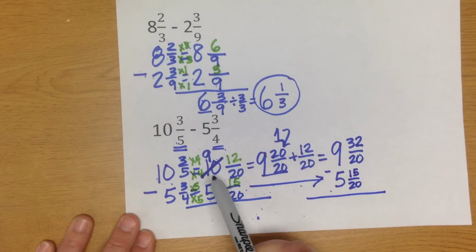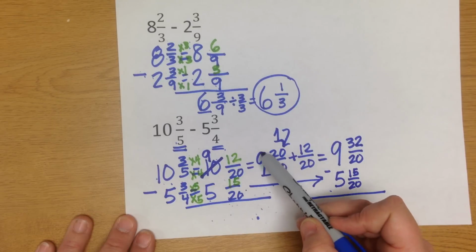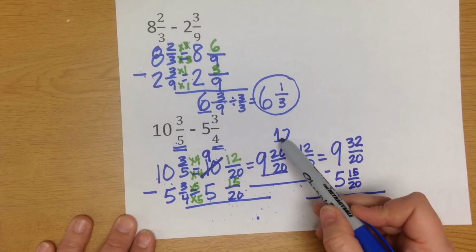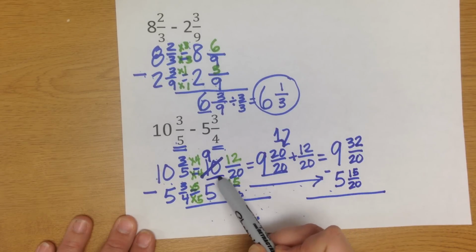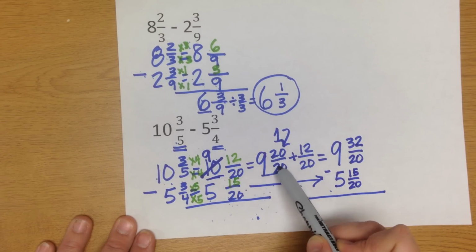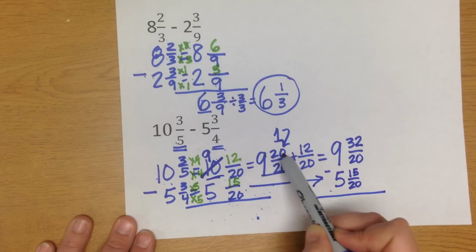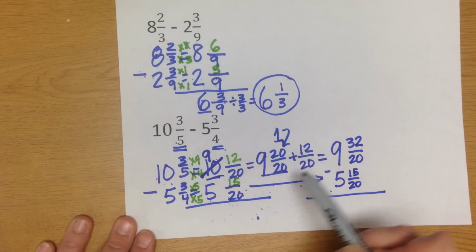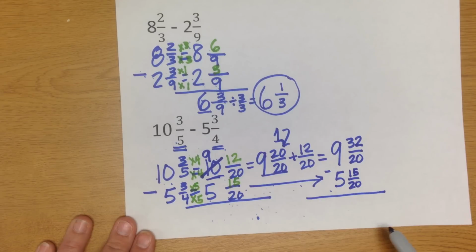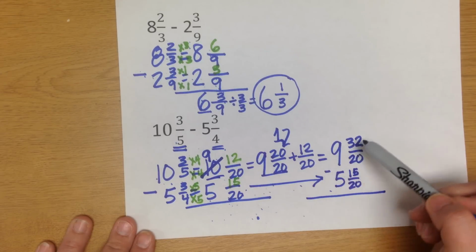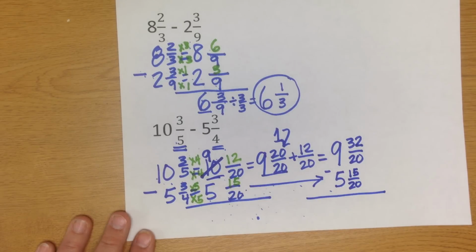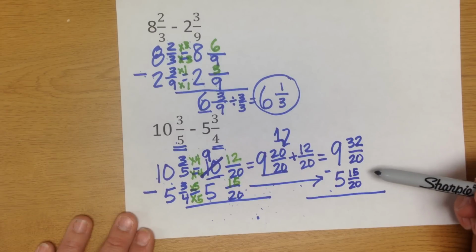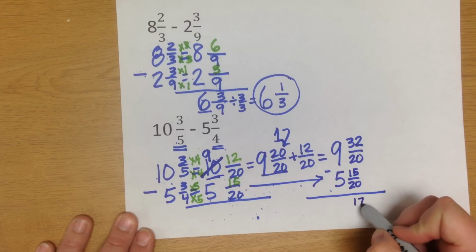Now, let me say that again. When I borrowed from the 10, I called it a 9 and 20/20ths. 20/20ths is equal to 1. So this 10 and this 9 and 20/20ths are the exact same thing. This right here is equal to 10. Plus, I had the 12/20ths that was part of the original problem, and this whole thing equals 9 and 32/20ths. Now I have enough to be able to subtract. I can do 32 minus 15, which equals 17.